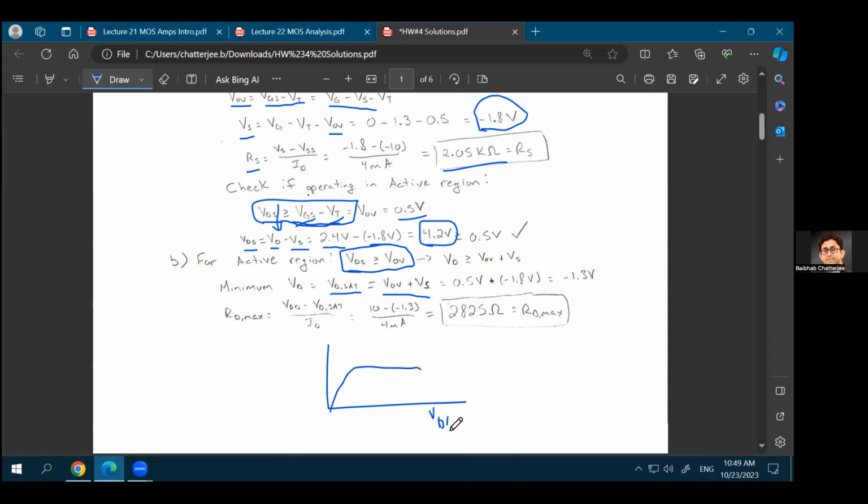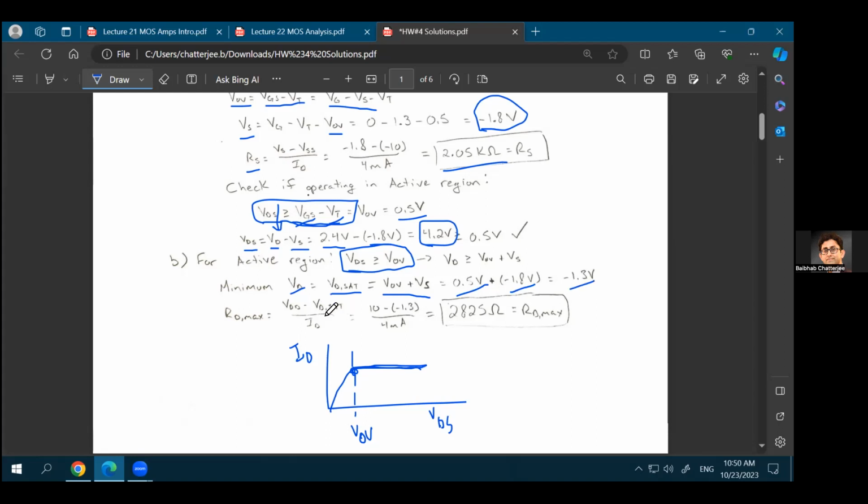VDS versus ID, and when your VDS is more than, let's say this point is V overdrive, when your VDS is more than V overdrive, the transistor is in saturation. So the minimum value of VDS at which the transistor is in saturation is equal to V overdrive, given by this equation. So the minimum value of VD would be V overdrive plus VS, because VDS equals VD minus VS. And you now know the value of V overdrive and the value of VS, so you can find the minimum VD.